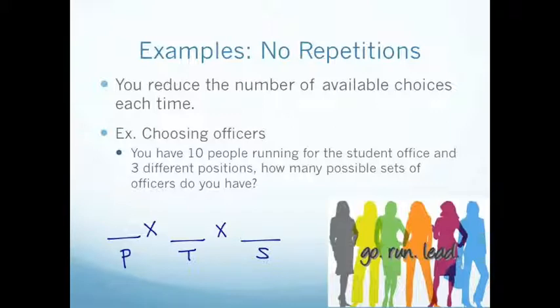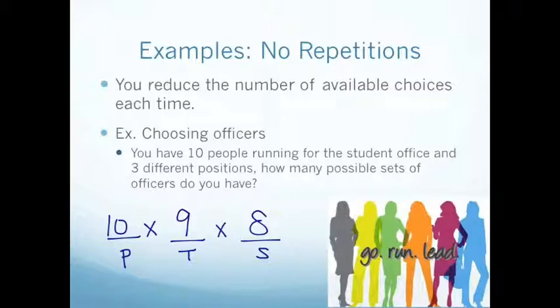So first, how many people are available when we choose president? Assuming all people are qualified, we have 10 people at first, right? And after we choose the president, now we have 1 less person. So now we have 9 people for our second position of treasurer. And then if we go on to the secretary, we see that we only have 8 people now. So therefore, there are 10 times 9 times 8 different possible sets of officers that you can have.